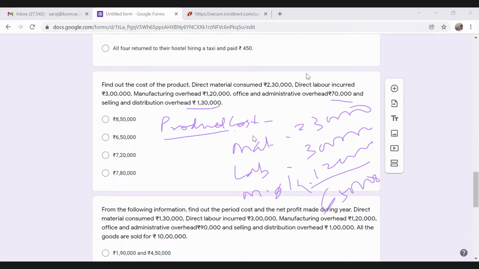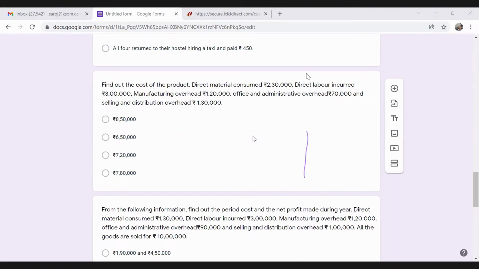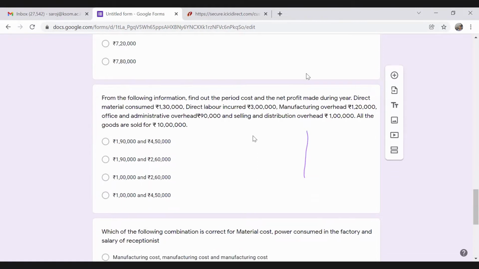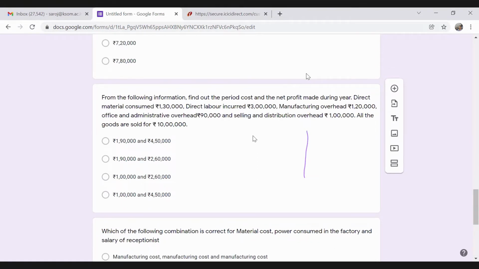Now, if I had given you a question with this much information, all of you would have got 6,50,000, right? So there is no way to check your own understanding, whether you really get it or not. So I have added two more pieces of information which will create some confusion. From the following information, find out the period cost and the net profit made during the year. Under manufacturing overheads, supervisor salary comes, right? Yes, supervisor salary will come.